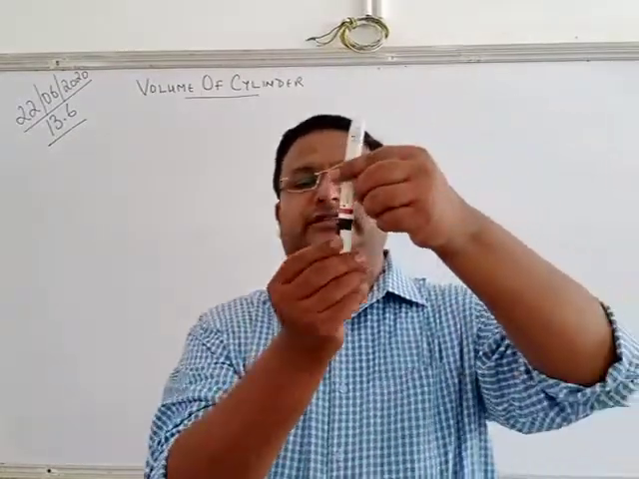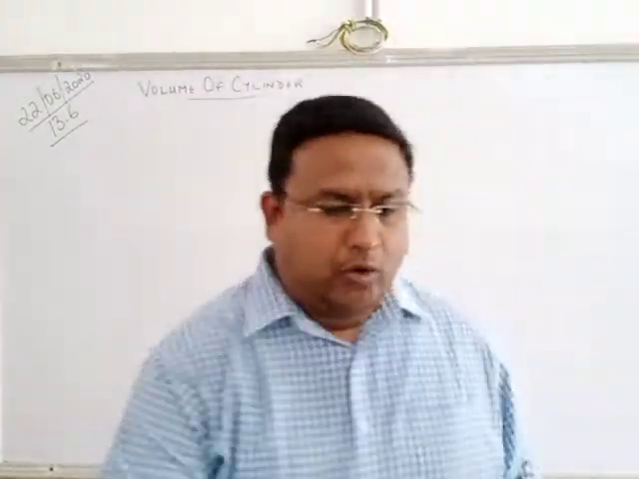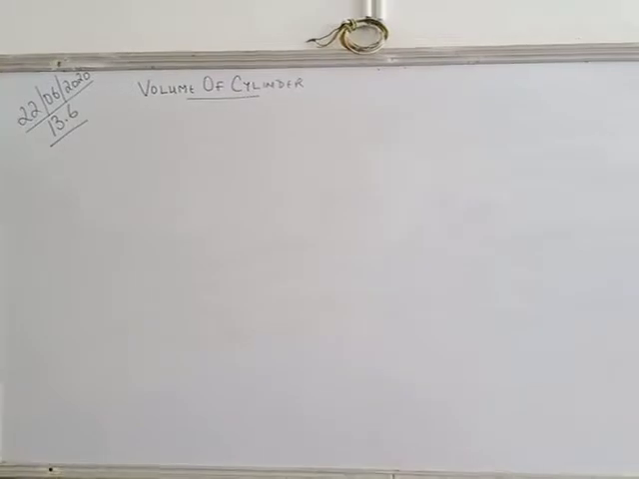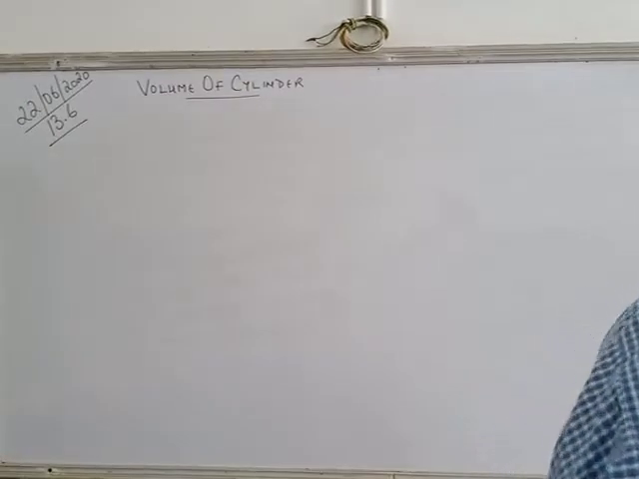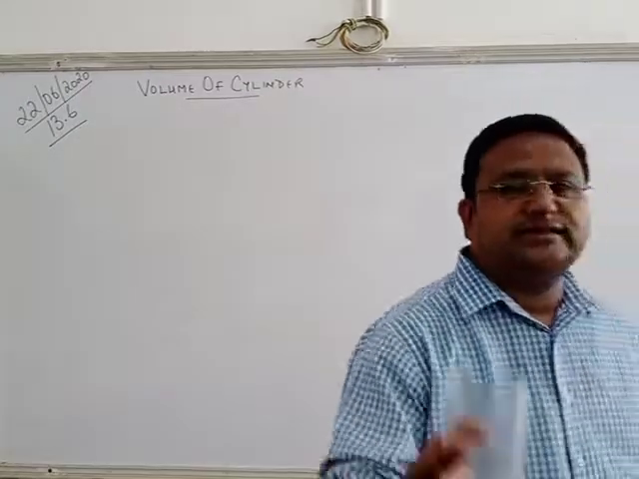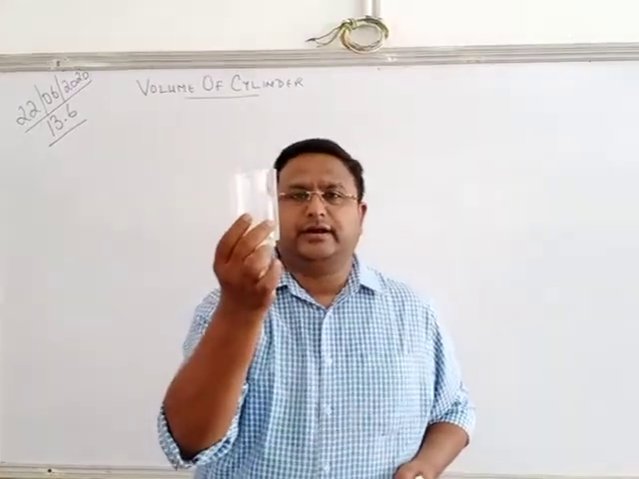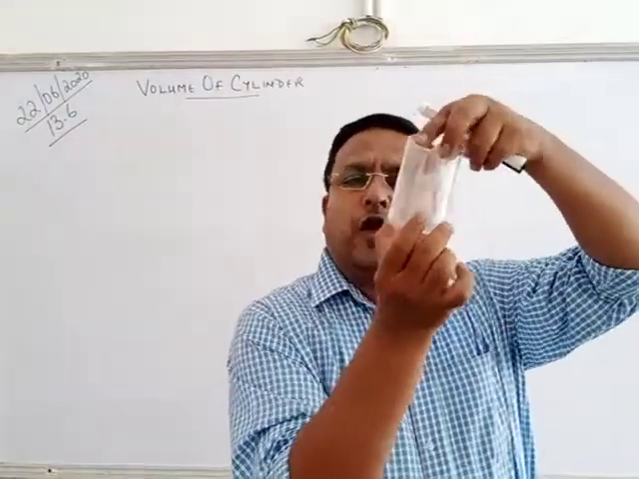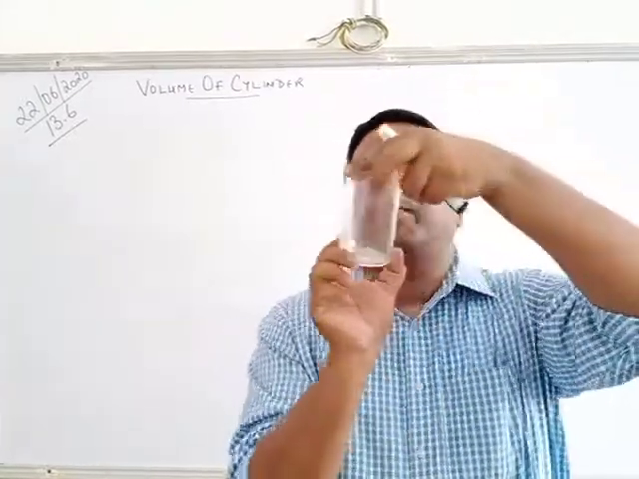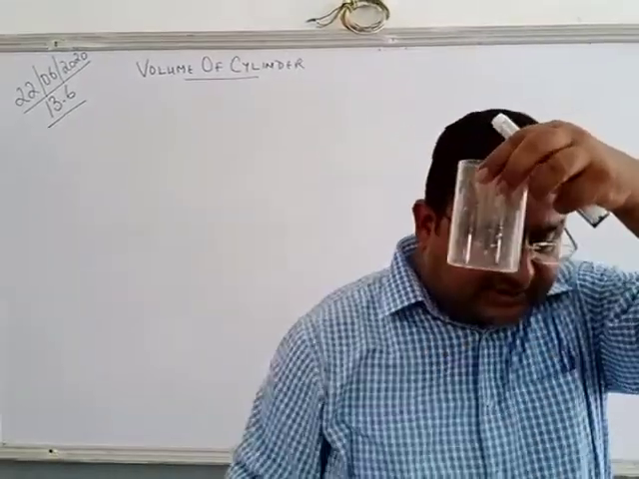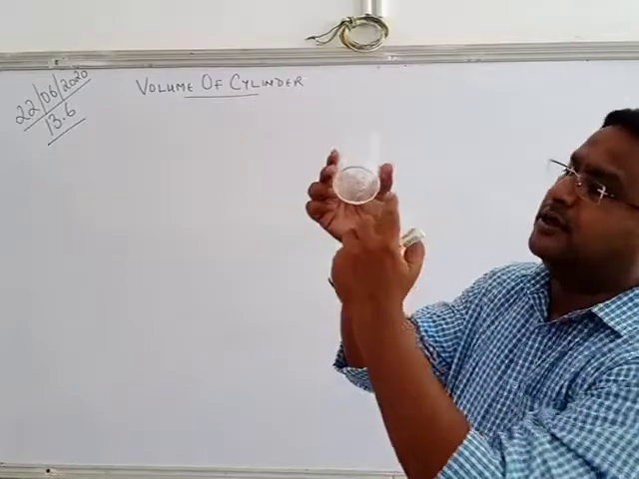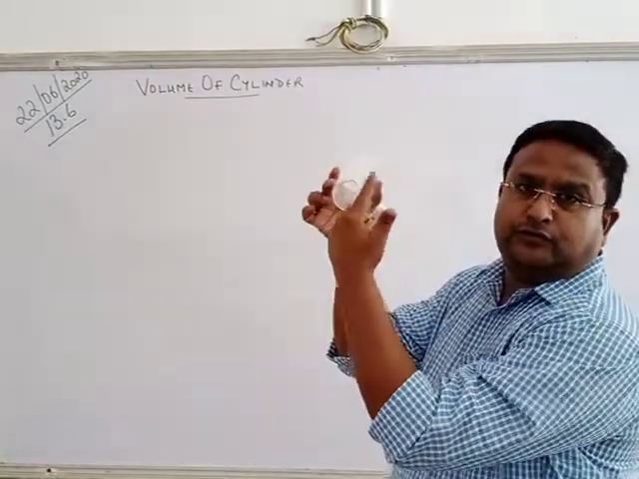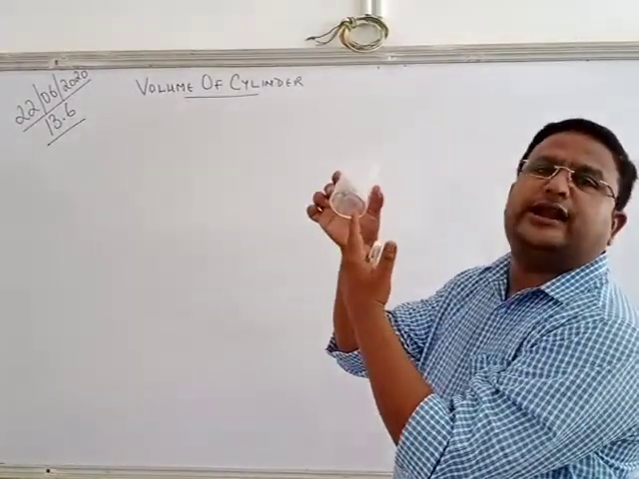This is a cylindrical vessel. Or if I talk about the glass that we use for drinking water, this is a closed cylindrical vessel. Can you see? It is closed from the base but open from the top. He says the circumference of the base of the cylindrical vessel is 132 centimeter.